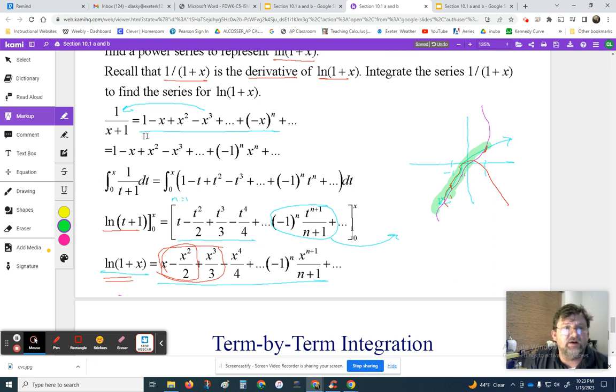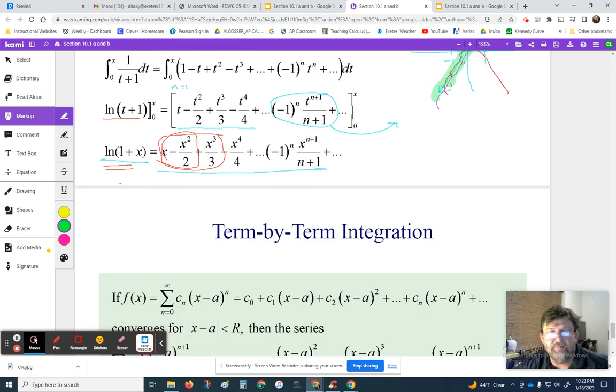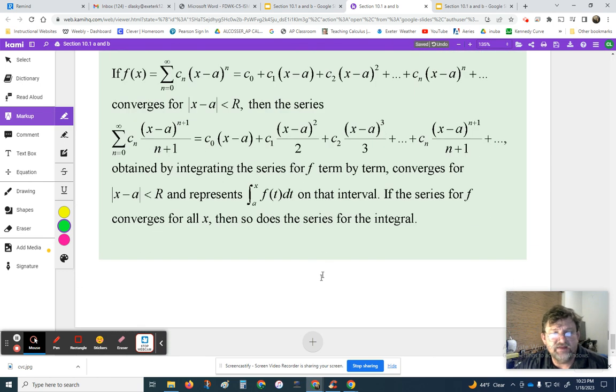That's why we say this power series is centered at x equals 0. Okay. I'm going to go ahead and stop at that point right there and let that process.